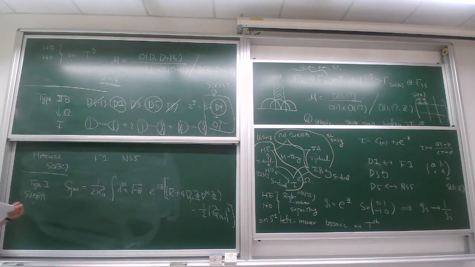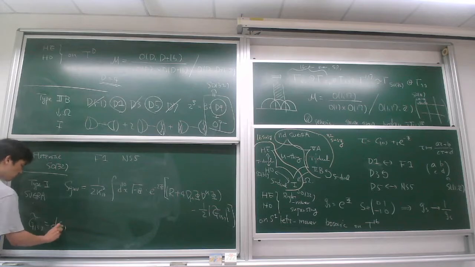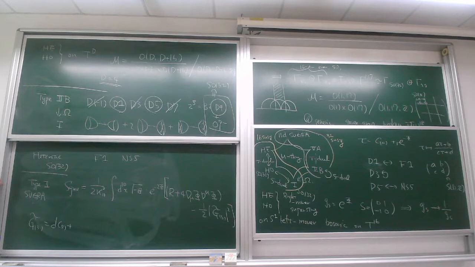And now, what is the difference between type 2 supergravity and type 1 supergravity action? Can you make an observation? We just look at the gravity part. G3 theta is equal to dC2, and then there's a Chern-Simons part, as far as I remember.